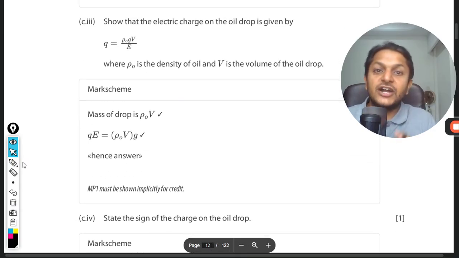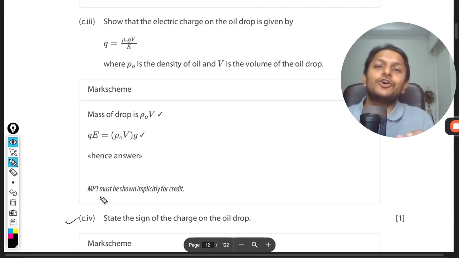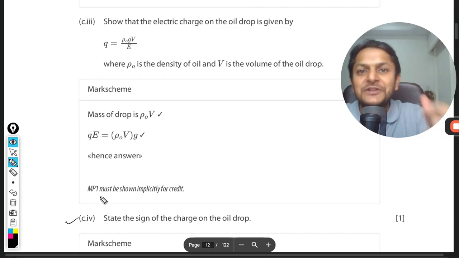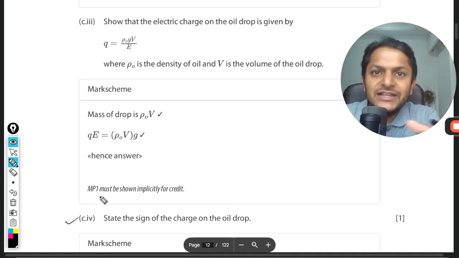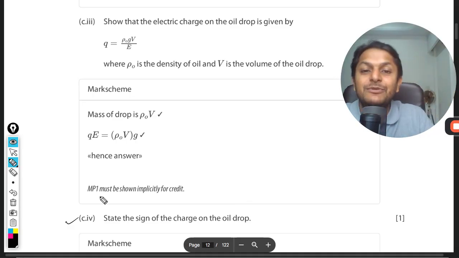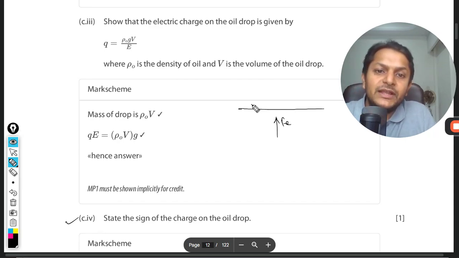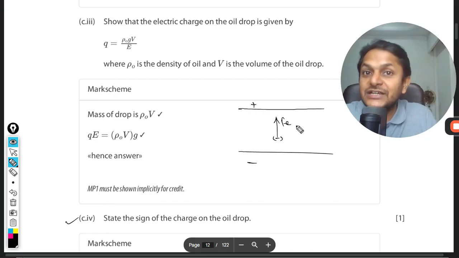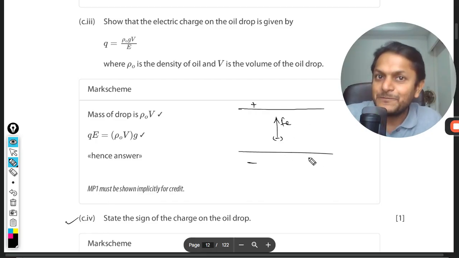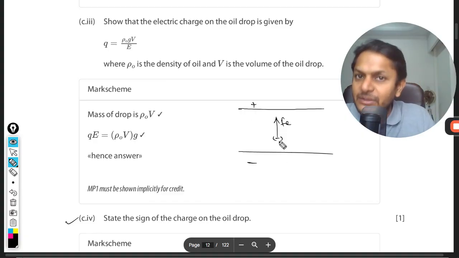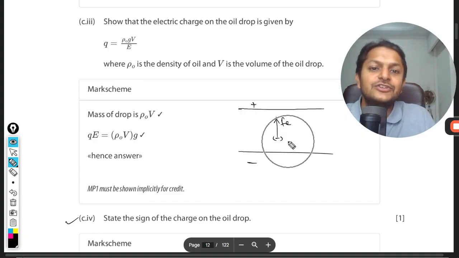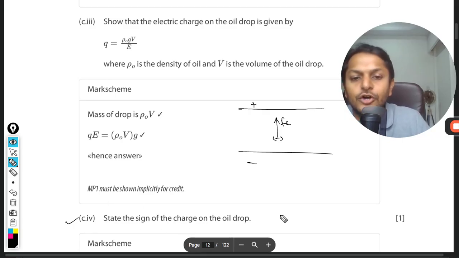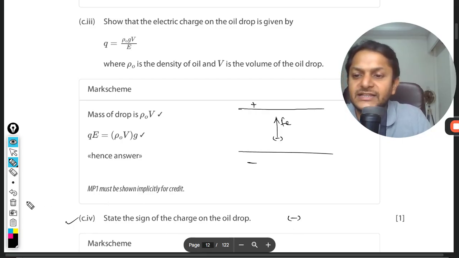State the sign of the charge on the oil drop. They are asking what the charge on the drop will be. We can clearly see that the charge on the drop has to be negative. Why? Because otherwise, why would there be the electrostatic force in the upward direction? The upper plate is positive, the lower plate is negative. If the charge is not negative, how can there be an upward electrostatic force? That will not happen. So this charged particle will be negative, it cannot be positive. We will say the oil drop is accumulating negative charge.